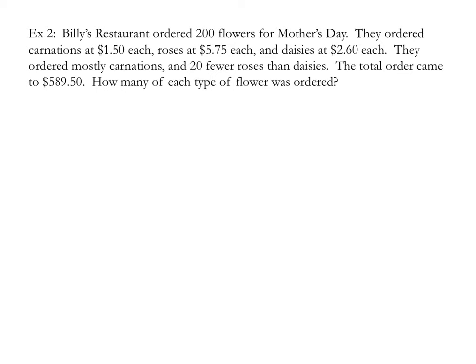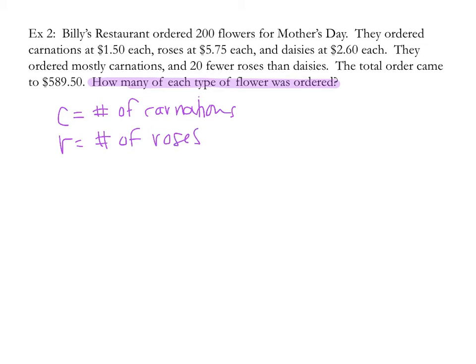So let's again start by defining our variables. We want to know how many of each type of flower. This one has 3 different types, and I would use the letters that are there. So C is going to be the number of carnations, R is going to be the number of roses, and D is going to stand for the number of daisies.